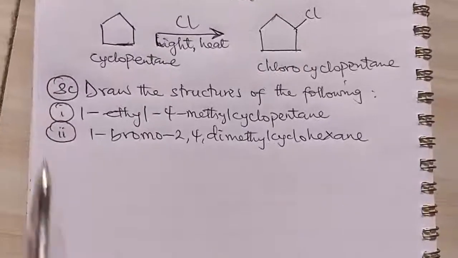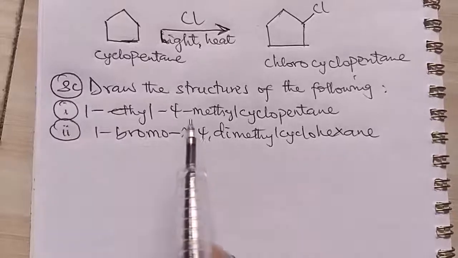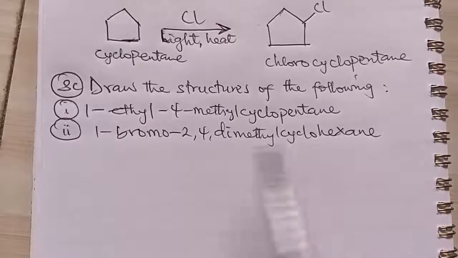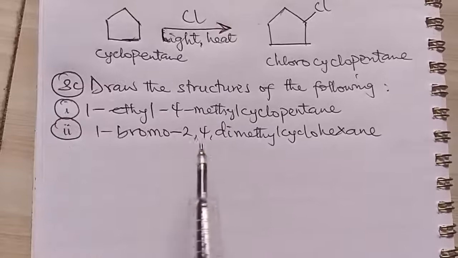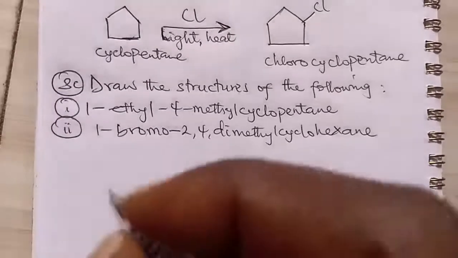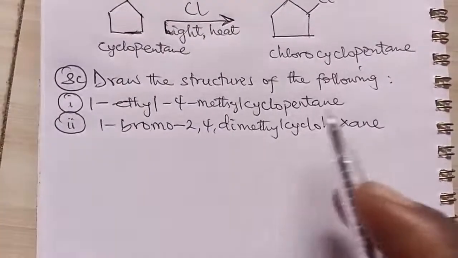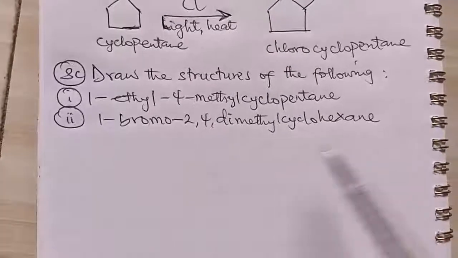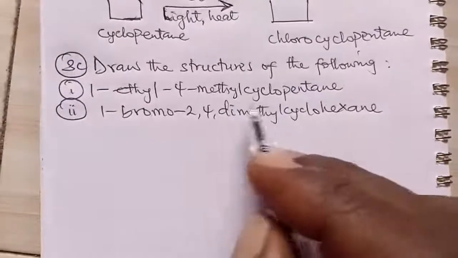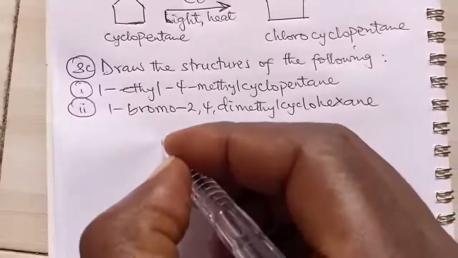The next question says, draw the structures of the following. 1-ethyl, 4-methyl cyclopentane. The next one is 1-bromo, 2,4-dimethyl cyclohexane. Now the key here is to first of all draw the parent group, before we start adding the attachments, the substituents. So we need to first of all draw the cyclopentane.